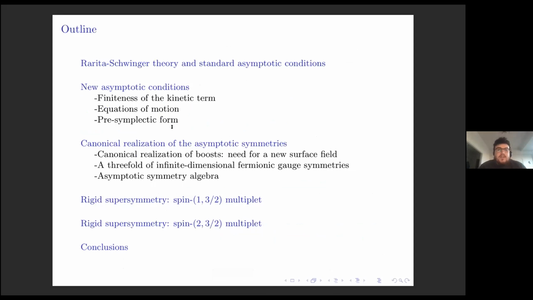So this is the outline of my talk. First, I'm going to show you the theory of Rarita-Schwinger and the standard asymptotic conditions that were already shown by Henneaux and Teitelboim. Then I'm going to summarize and show you the new asymptotic conditions and some requirements that good asymptotic conditions have to satisfy. Then I'm going to show you the canonical realization of the asymptotic symmetries. And then I'm going to study the compatibility of the found asymptotic symmetries with super-Poincaré and super-BMS, respectively. Okay, and then some conclusions.